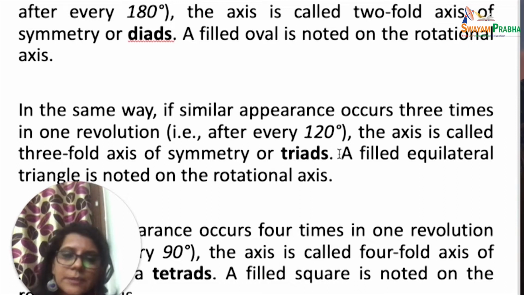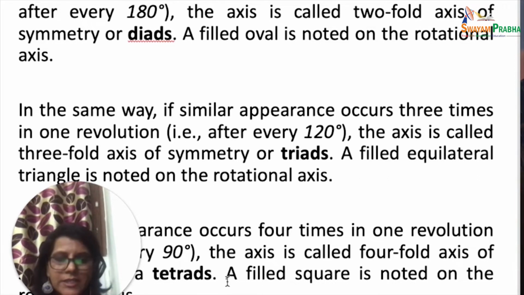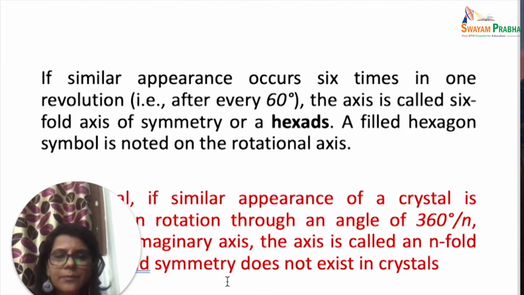Now, if the similar appearance occurs 4 times in one revolution, as in the previous case, that is every 90 degrees, the axis is called a fourfold axis of symmetry, or tetrads. So dyads, triads, tetrads. If I talk about a square that we had taken as an example, it is said to have a fourfold axis of symmetry.